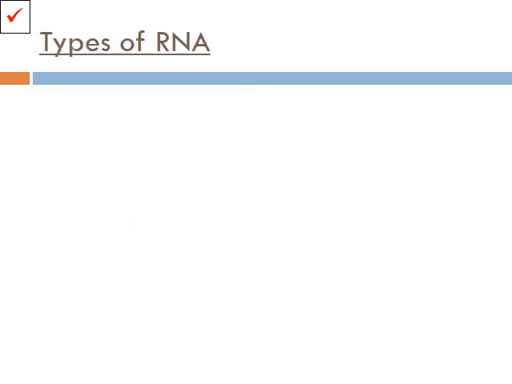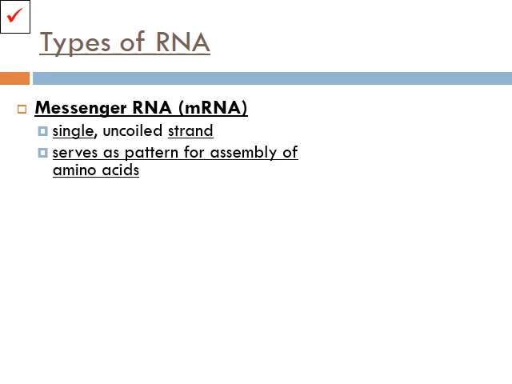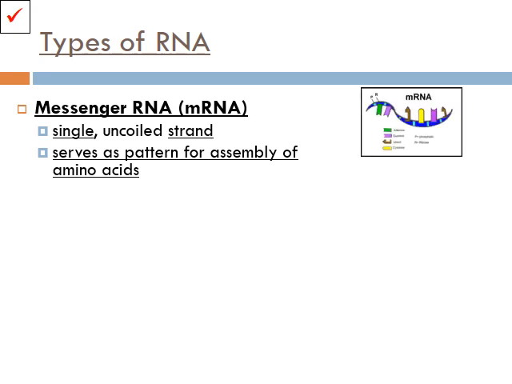So to finish things up today, we're going to talk about the three different types of RNA. The first type is known as the messenger RNA, or mRNA for short. It's a single uncoiled strand, and it serves as a pattern for the assembly of amino acids. The mRNA is nothing more than a copy of the DNA. So remember, the DNA can't leave, but if you make an mRNA copy of the information, that can leave.